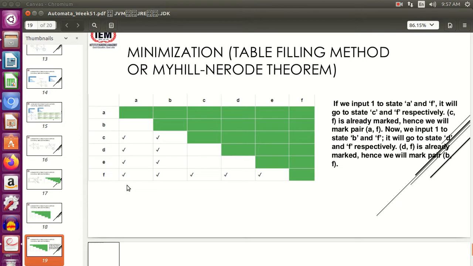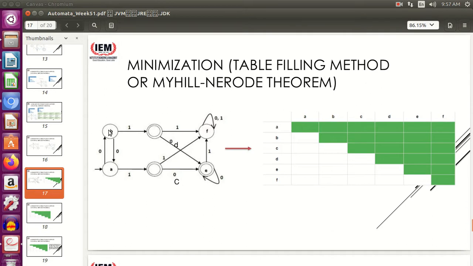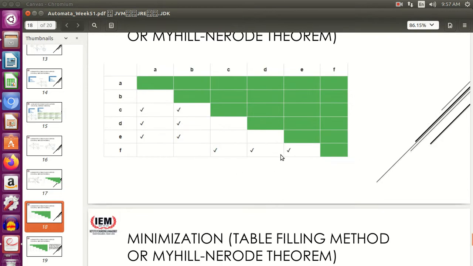So we are marking AF, and again if we check for the pair BF, suppose this is B, right? B on getting a 1 moves to C, and F on getting a 1 moves to F. So the next states are again DF. DF has already been marked, if I am not very wrong.